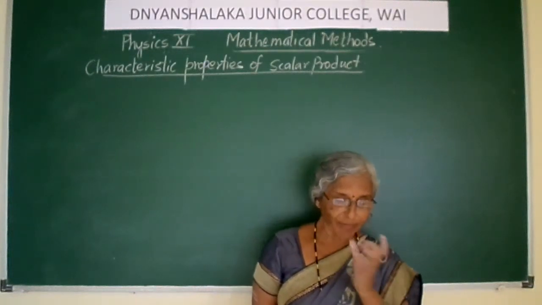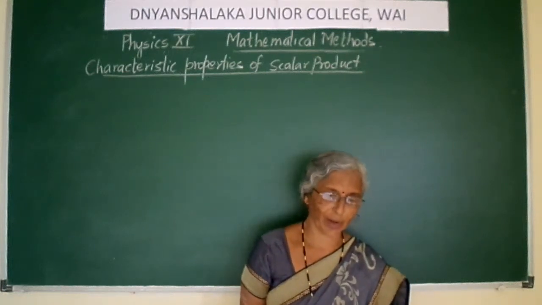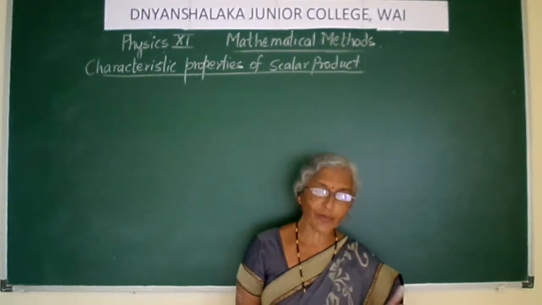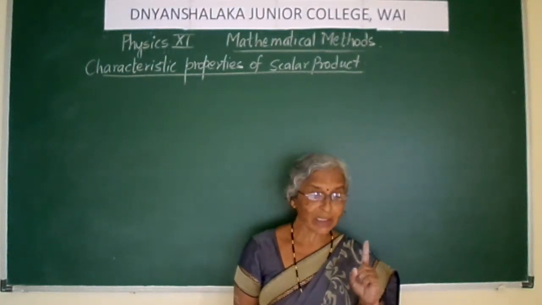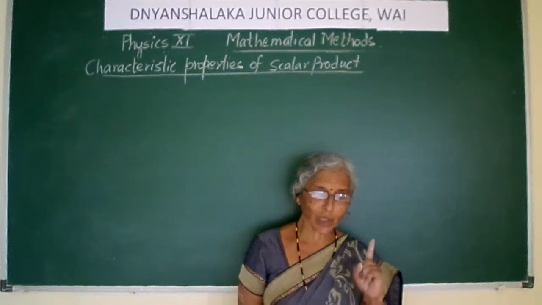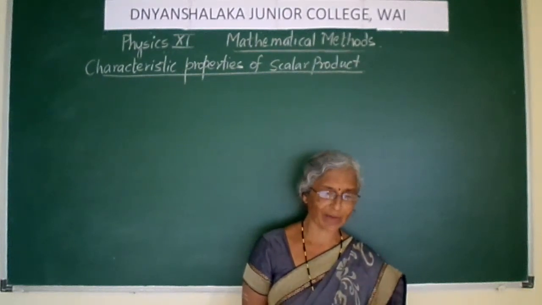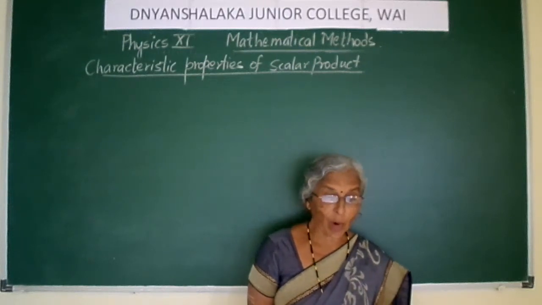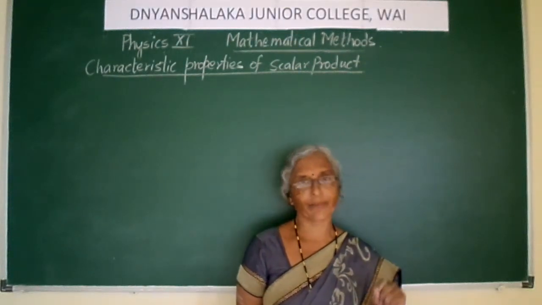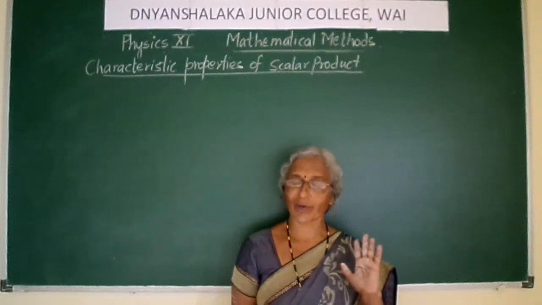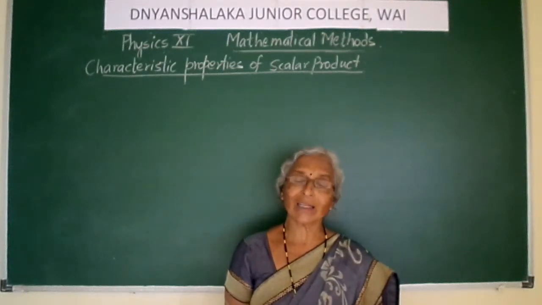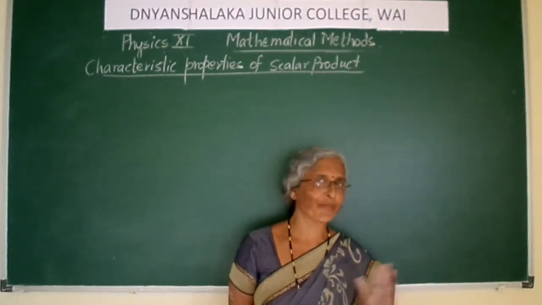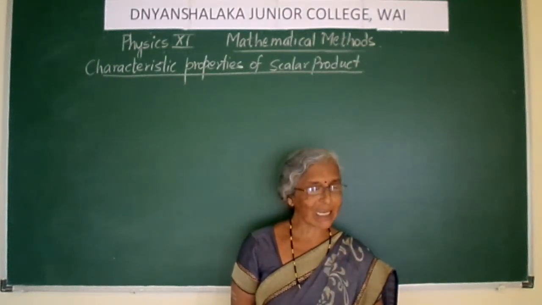Now we'll go for the first property of scalar product. Now what is the first property? The scalar product of two vectors is equivalent to the product of magnitude of one vector with the magnitude of the component of the other vector in the direction of the first vector. Now whatever I said, maybe you must have felt it's very difficult to understand. Not at all. We will understand this.